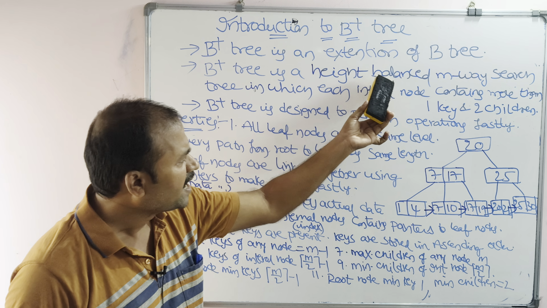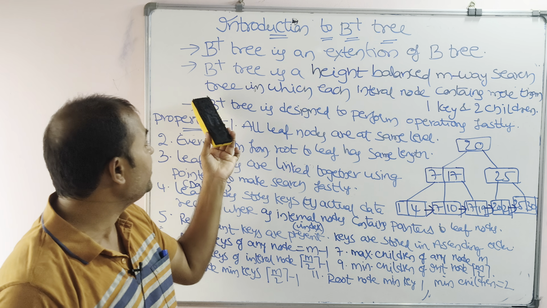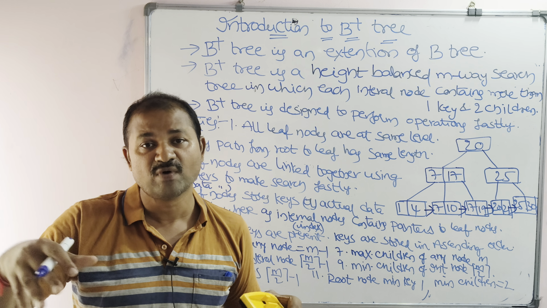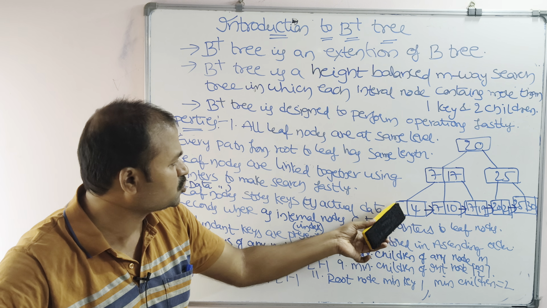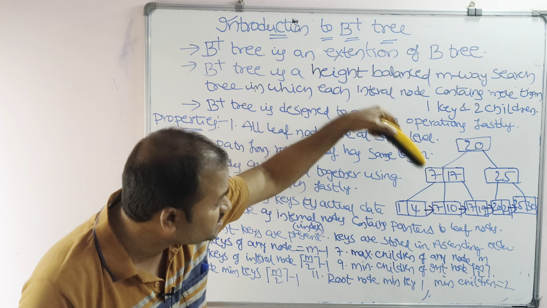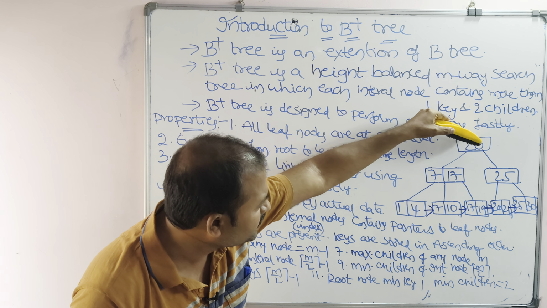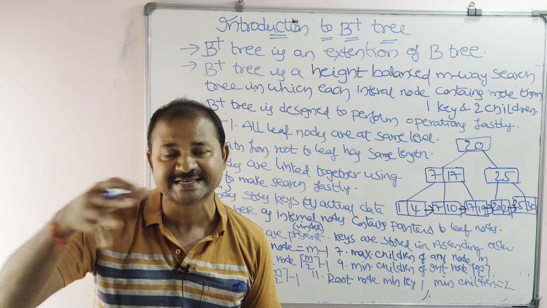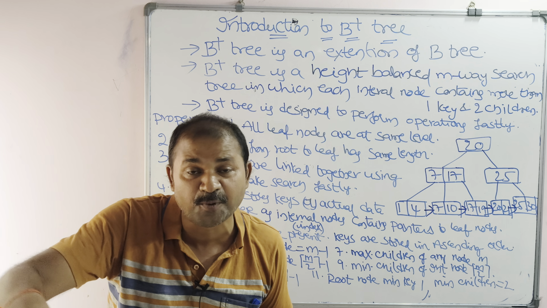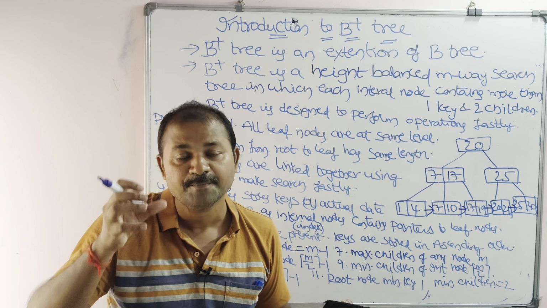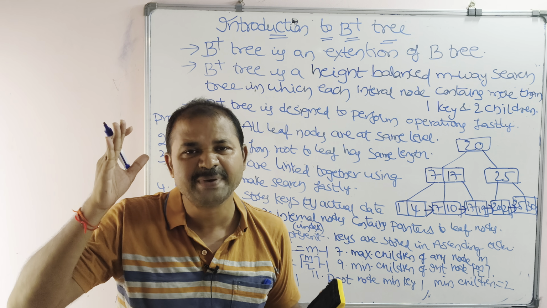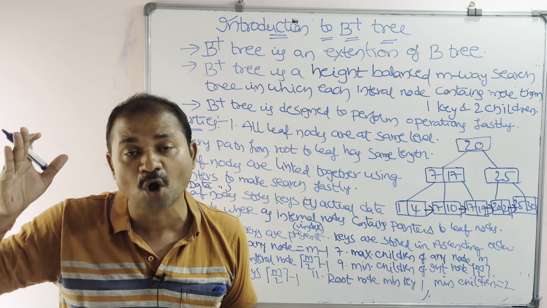B+Tree is a height balanced M-way search tree. So here the height is balanced. Why? Because the leaf nodes are always stored at the same level, and the length from the root node to the leaf node is the same. So here the height is as small as possible. So we can say that B+Tree is height balanced. The height of B+Tree is order of log n.